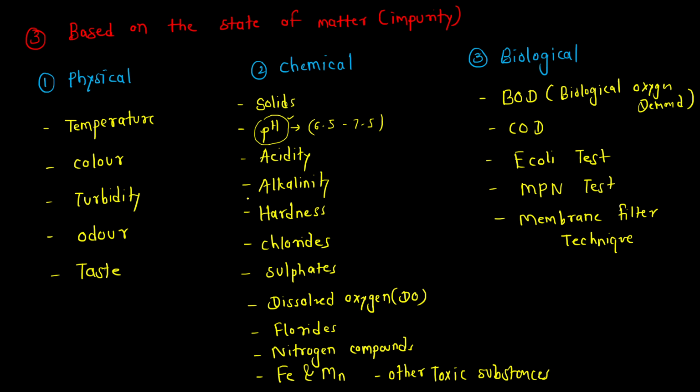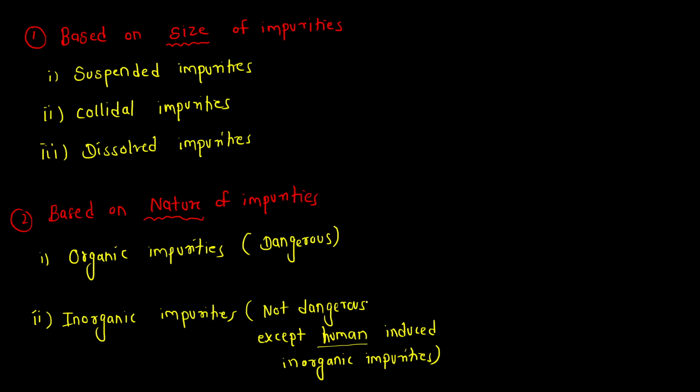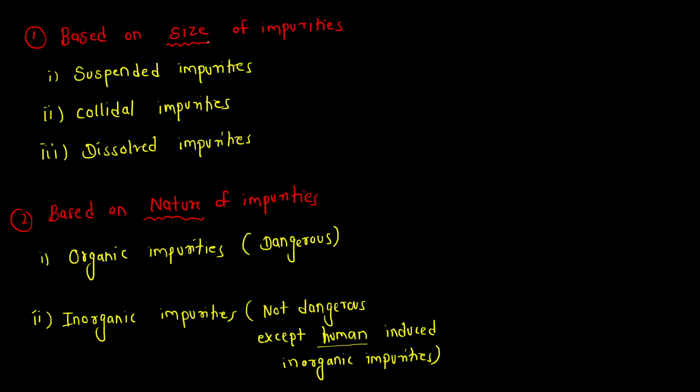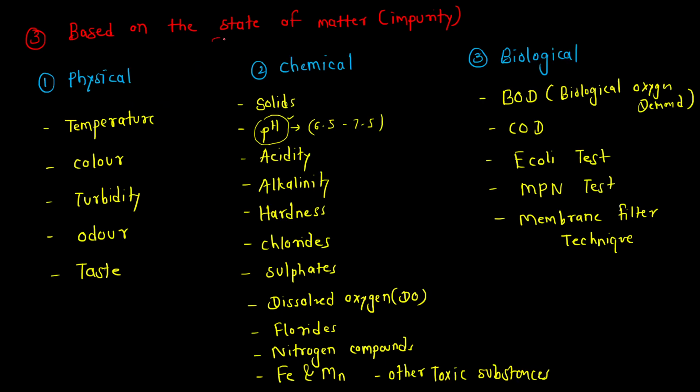I hope this is clear. From the next video, we will start with the classification based on the size of impurities. These are all the classifications. I'm writing it here: the next topic is classification of impurities. There are classifications based on size, based on nature, and based on the state.